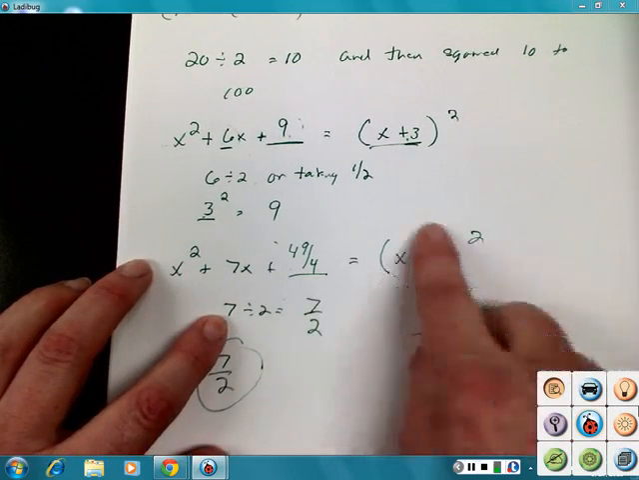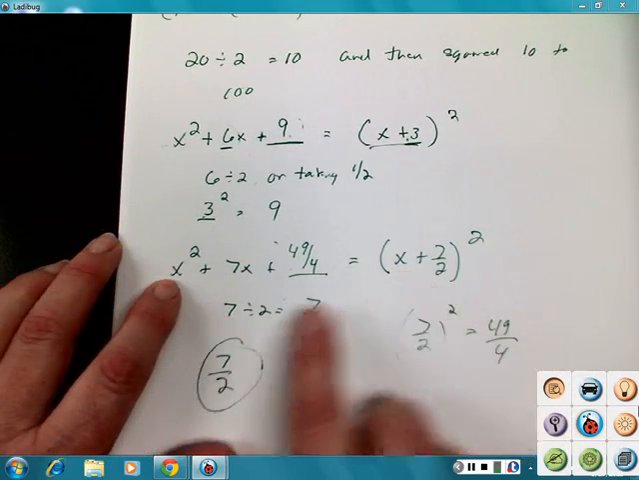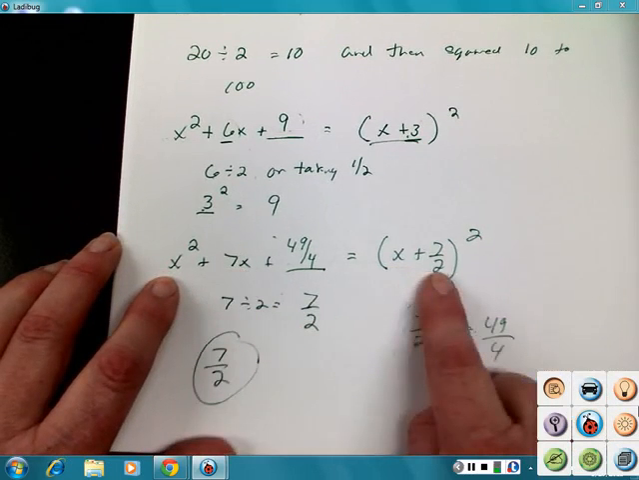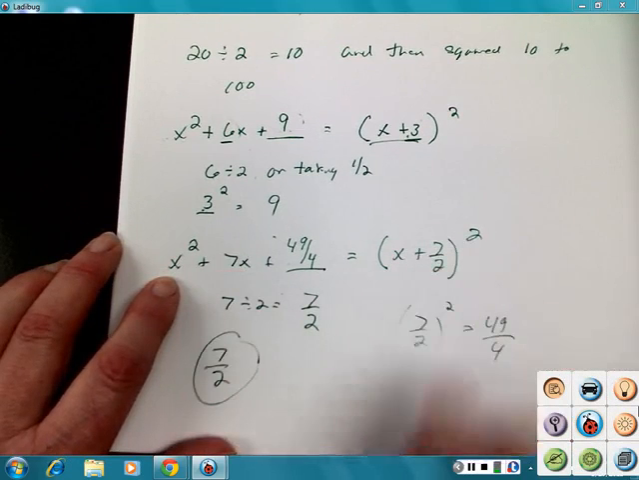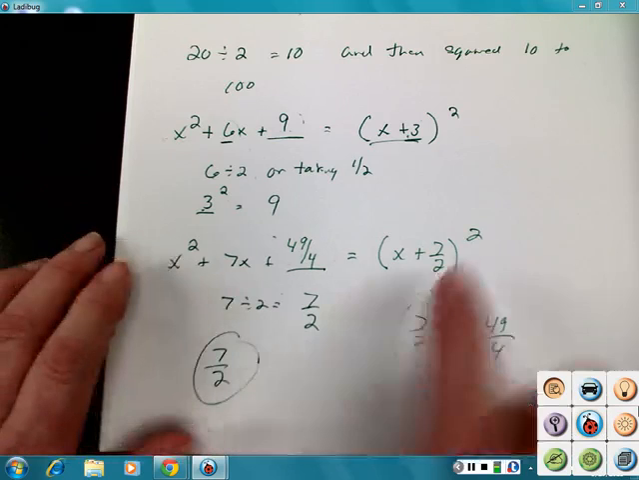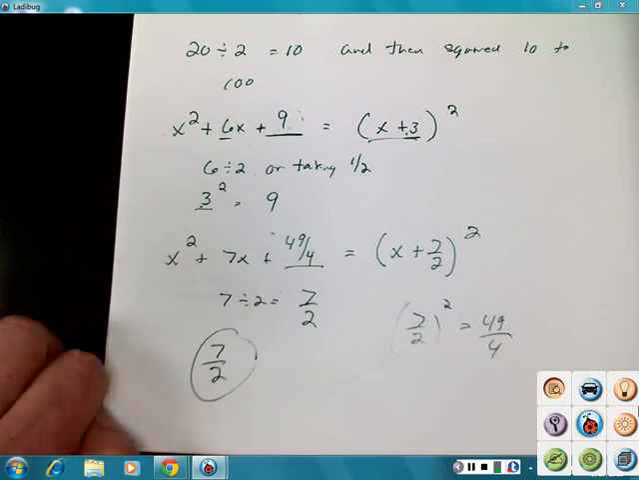And then what that would factor to would be the x from the beginning, and whatever half of that middle is, that's what I write here. So half of that center is what this n portion becomes. And then when I square it, I get that 49/4.